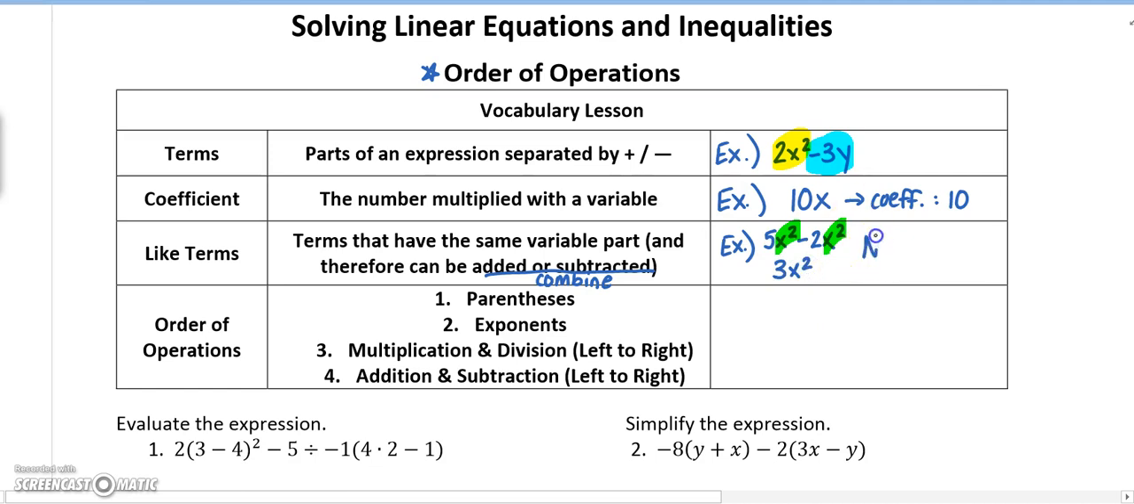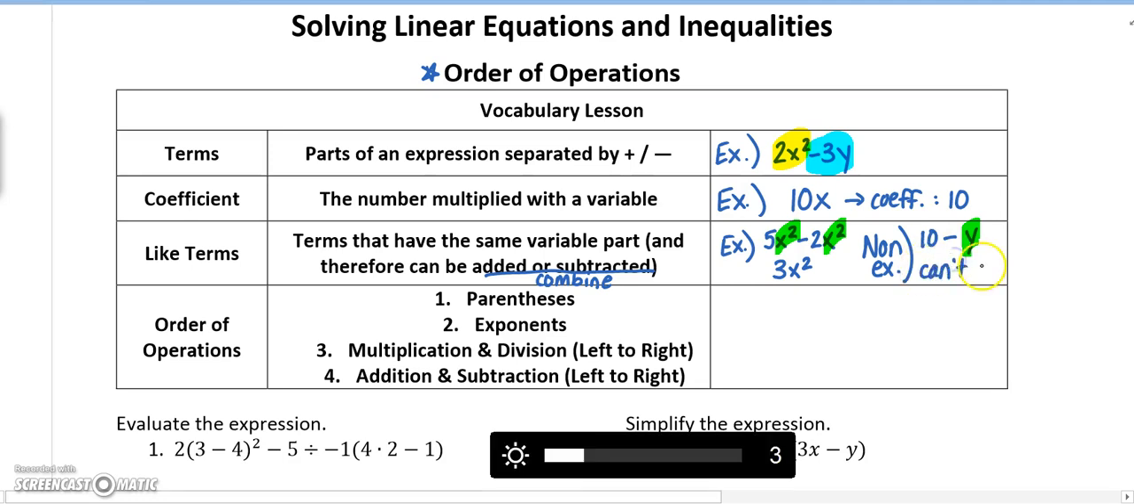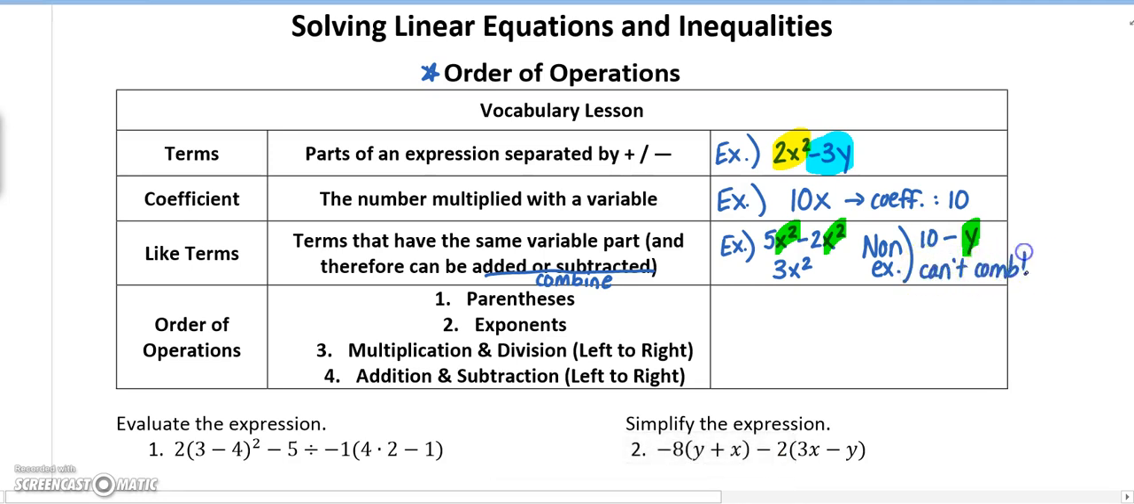5 plus negative 2, or minus 2, would be 3, and then we keep that variable part. Just to give you another helpful hint, a non-example. So if I had maybe 10 minus y, y is the variable part here, and my 10 doesn't have a y. So since they don't have the same variable part, you can't combine. Sad, I know. So that's really important to remember.